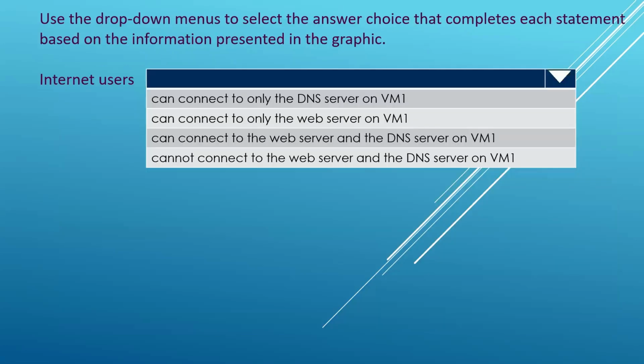Use the drop-down menus to select the answer choice that completes each statement based on the information presented in the graphic. Internet users, and your options are: can connect to only the DNS server on VM1, can connect to only the web server on VM1, can connect to the web server and the DNS server on VM1, cannot connect to the web server and the DNS server on VM1. To answer this question, let's go back to the exhibit and see the rules that are defined in more detail.